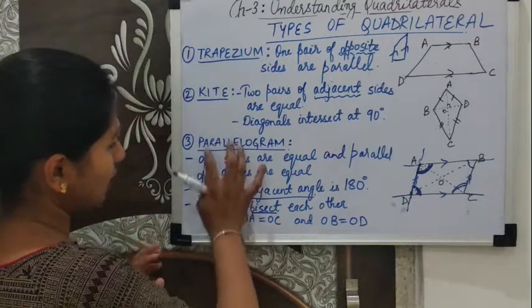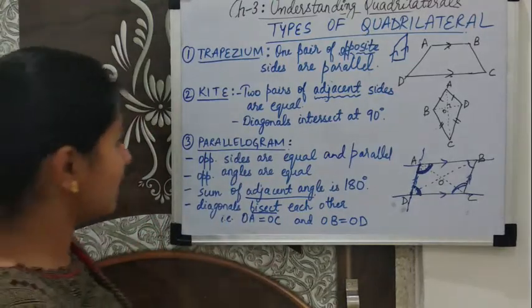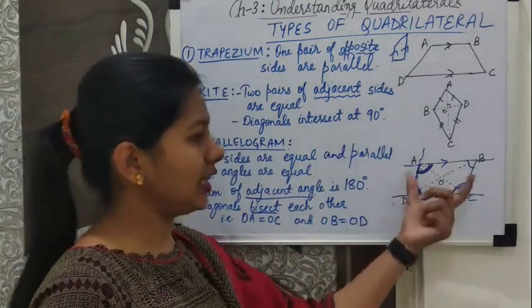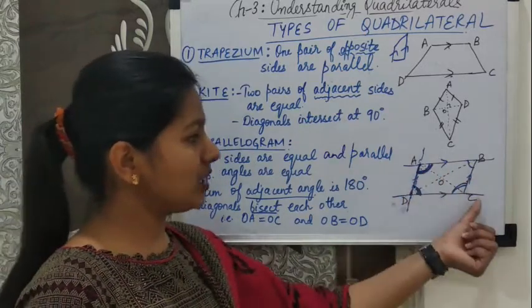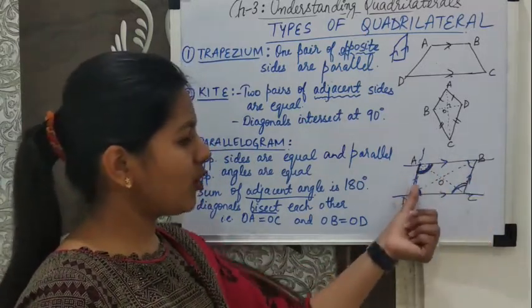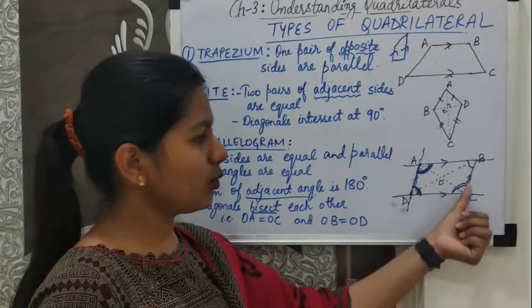तो ये आपकी parallelogram की चार important properties मैं mainly revise करवा देती हूँ. That opposite sides are equal and parallel. Opposite angles are equal. Sum of adjacent angle is 180 degree.